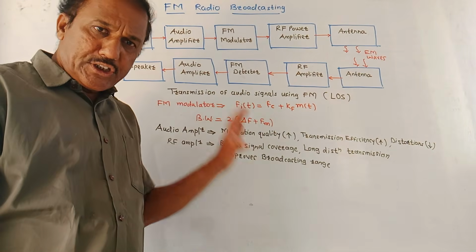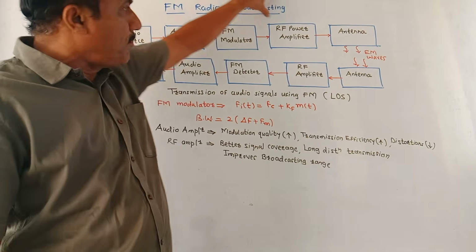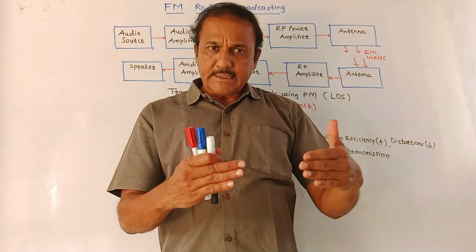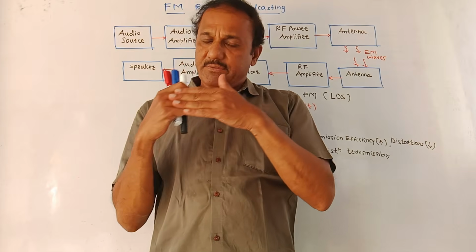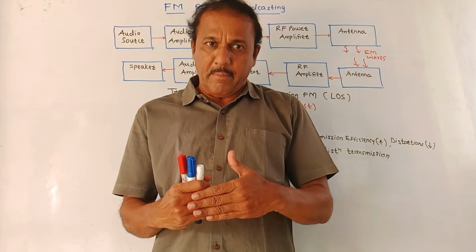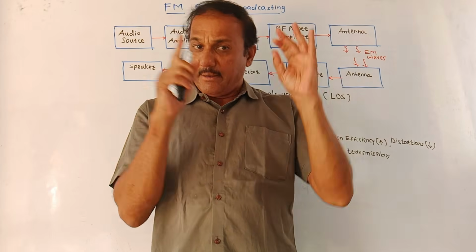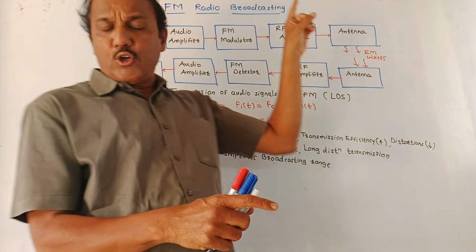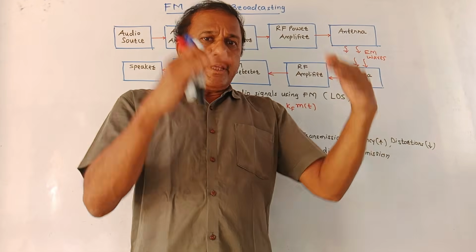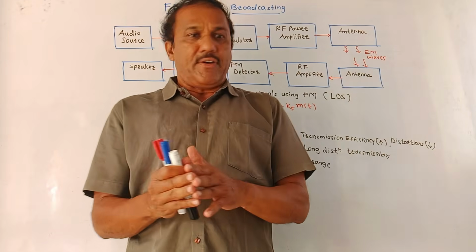Dear students, today's topic is FM radio broadcasting. We'll discuss the transmitter as well as receiver block diagram in detail. We'll also discuss the features, advantages and limitations of this FM radio broadcasting system. Then we will compare AM and FM.